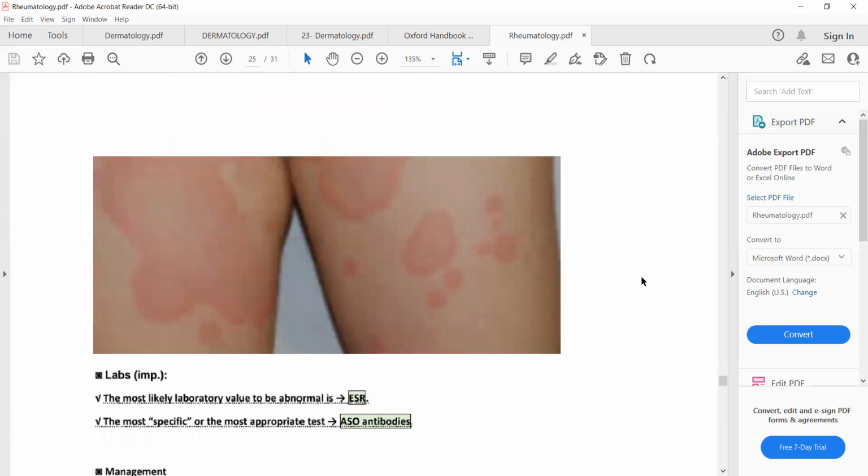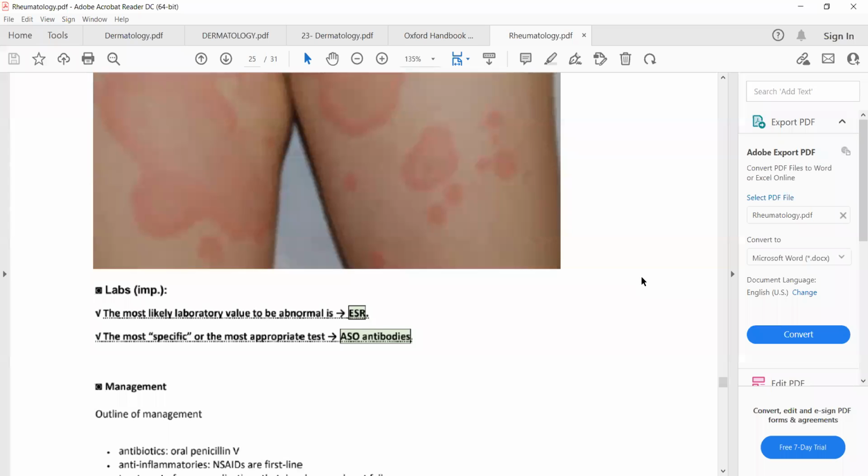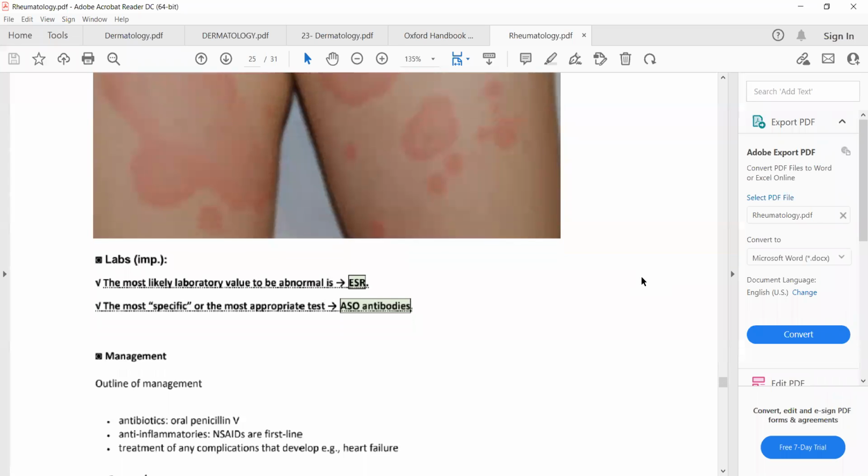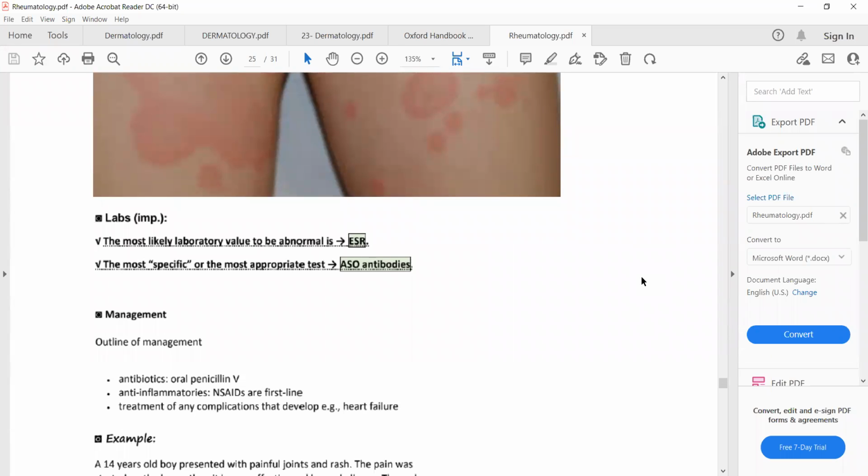Erythema marginatum is usually common in children. So remember that if in the questions they ask you about the most likely laboratory value to be abnormal, then your answer will be ESR. And if they ask you about the most specific or most appropriate test, then your answer will be ASO titer or ASO antibodies.